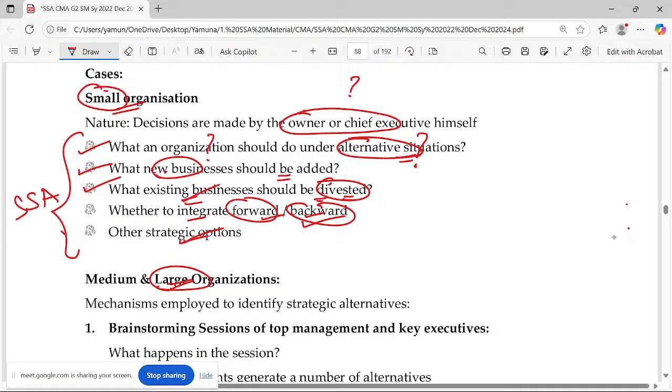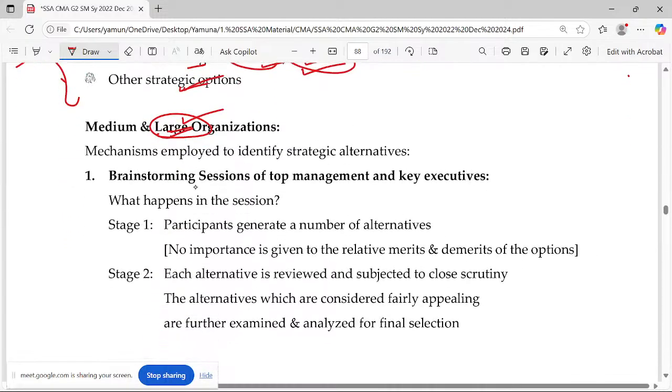Only in some office programs, or very important meetings like that, can you meet the MD. If you are a lower-level employee, there will be no chance that you can meet them or speak with them. So the position changes, the level changes. So in this case, what happens is brainstorming sessions for top management and key executives.